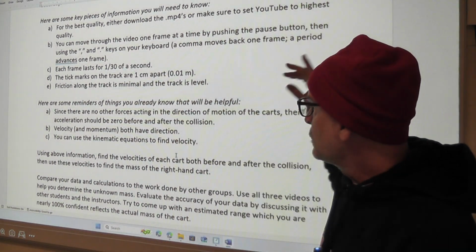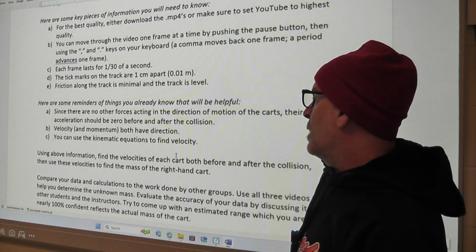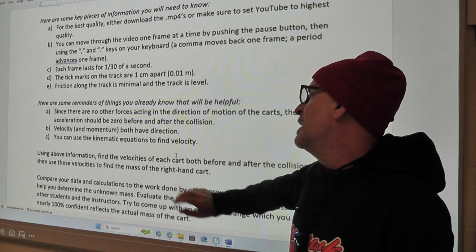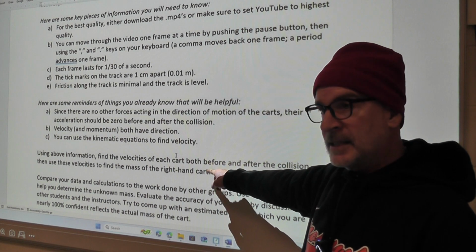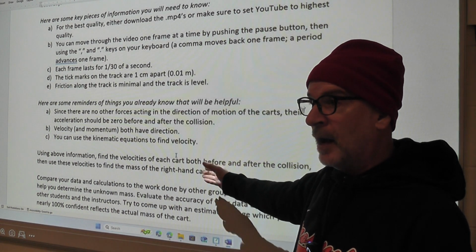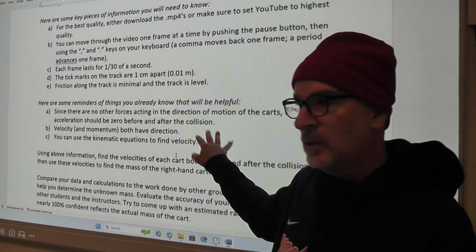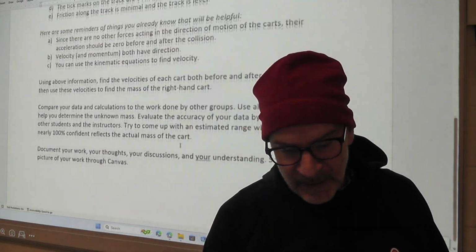And then what you're trying to do is find the velocities of each of these carts before and after the collision. That's 4 velocities. I'll show you the record-keeping piece in just a second.